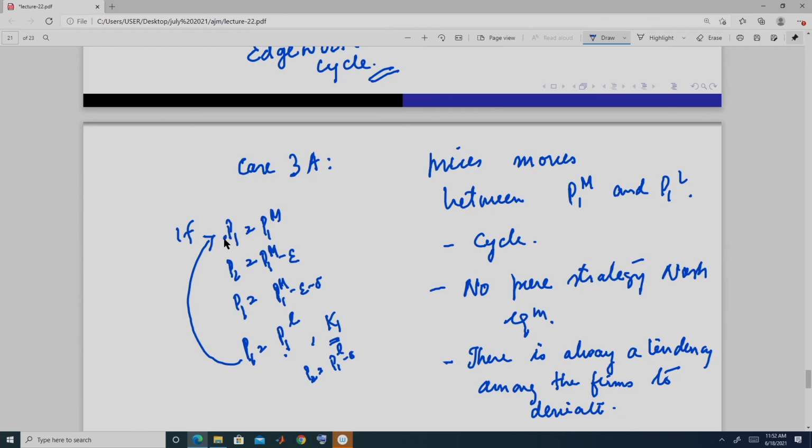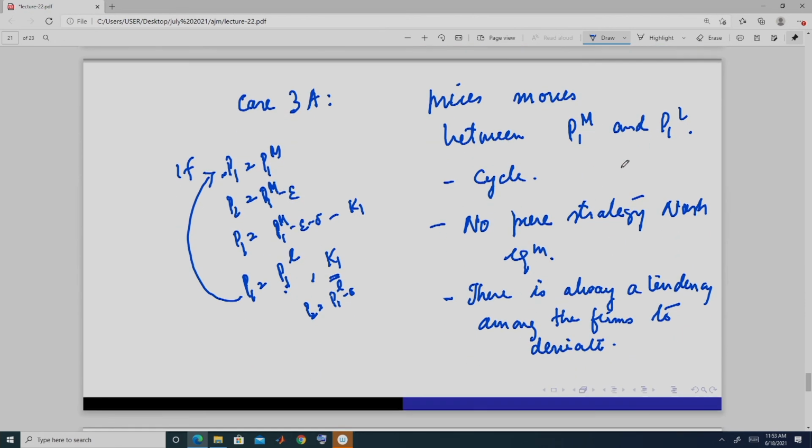Now, when firm 1 sets this price, firm 2 is never going to set this price, because P1L minus epsilon is less than P1M minus epsilon. So, firm 2 will set this price. When firm 2 sets this price, firm 1, by slightly reducing it, can sell up to its capacity. Like this it will go on cycling. So, in case 3 we have no pure strategy equilibrium and the price will oscillate, or you can say cycle, between P1M and P1L.